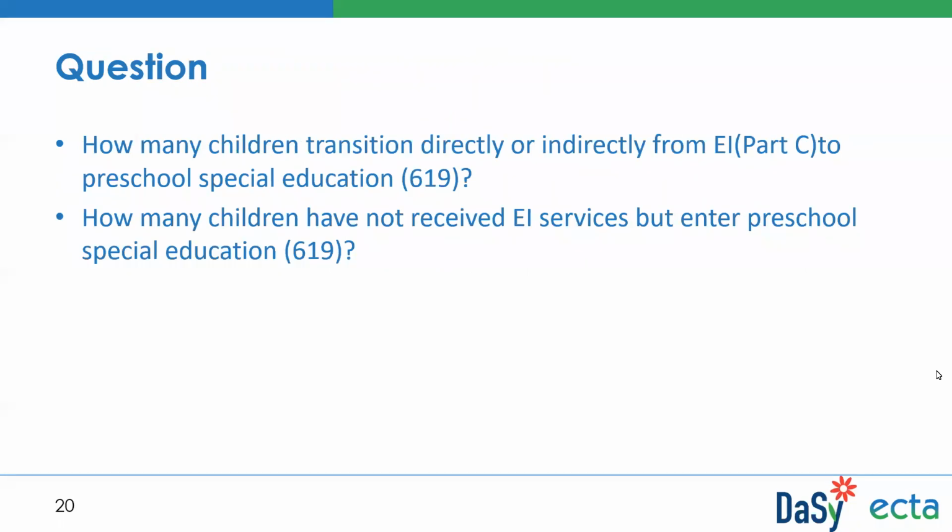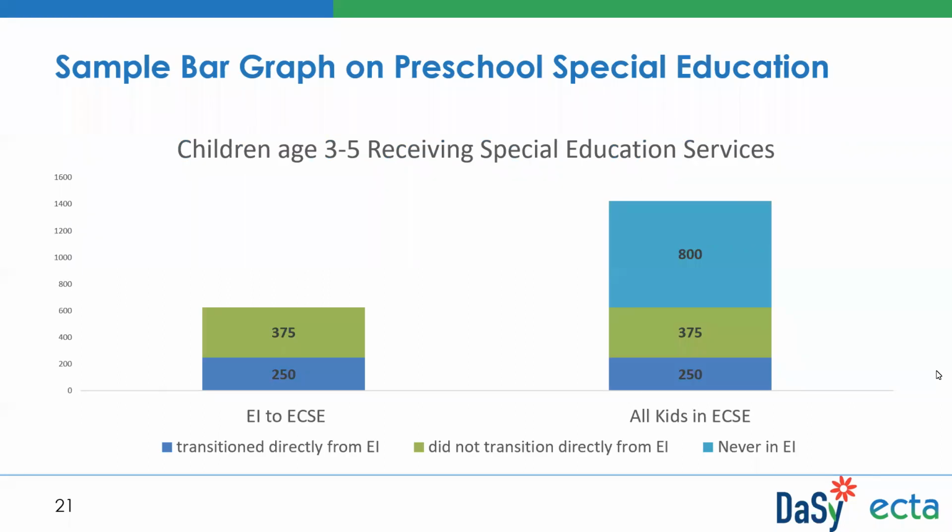So some of the questions that you might want to ask that are also a little bit stretching the data would be how many children transition directly or indirectly from EI, from the Part C program, to preschool special education, from the EI to the 619 program, and how many children have not received EI services but enter preschool special education. So if you look at the next slide, I created a hypothetical graph that would look at it.